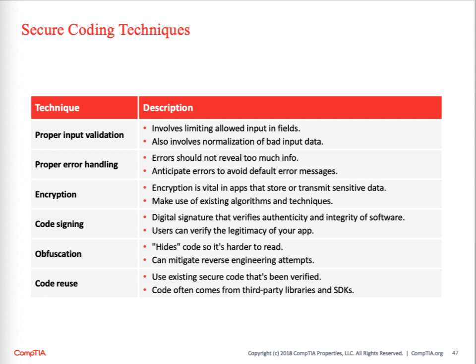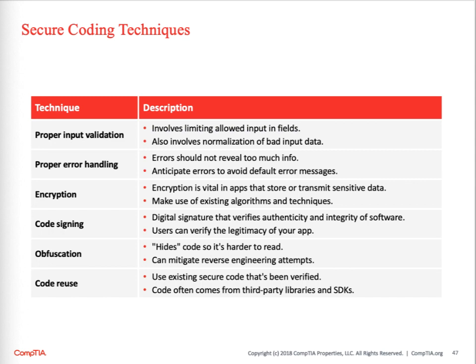Encryption is vital. We've talked about that a lot. When it comes to encryption, we should hash user passwords in order to uphold confidentiality. It's important to make sure that our encryption algorithms are up to date and strong rather than creating our own. So we should use existing algorithms and techniques. Code signing is a form of digital signature that guarantees that our source code is authentic and has not been tampered with. It's also valuable because it helps our users verify the legitimacy of our applications.